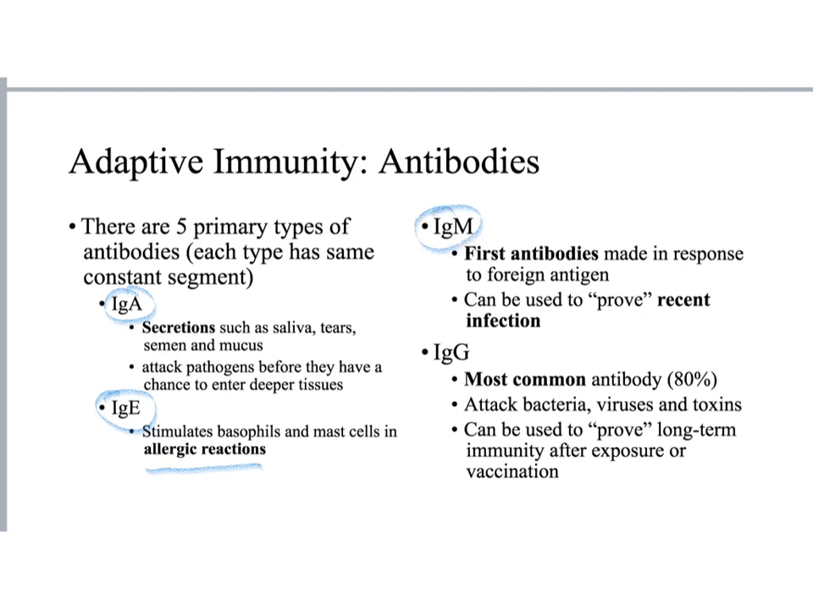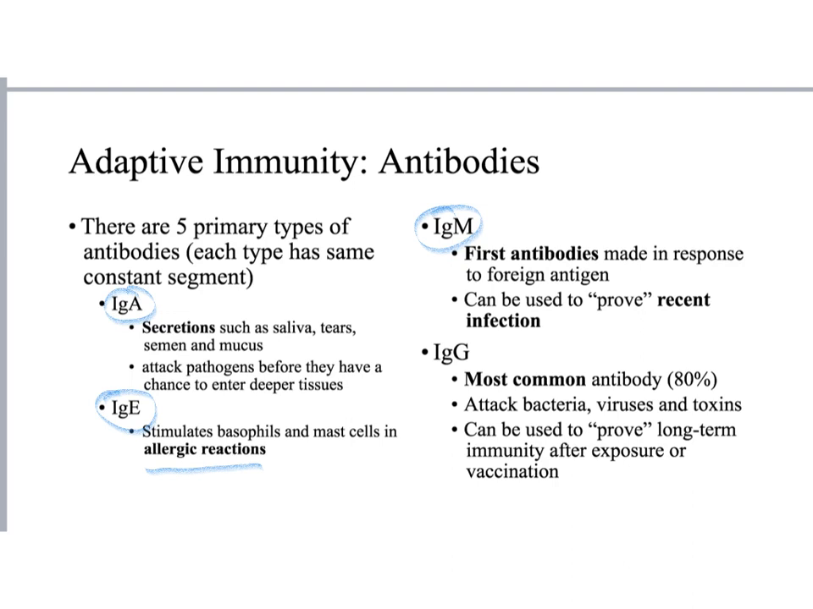IgM is important because it's typically the first antibody that is formed once your body is exposed to a new antigen. So when your immune cells encounter, let's say, a new bacteria that you've not seen before, and the immune response is triggered, and B cells become activated and they become plasma cells, often the first antibodies that are made are IgM antibodies. And so if you're looking for signs of recent infection, we will look specifically for IgM antibodies because they're only present in the first weeks of infection.